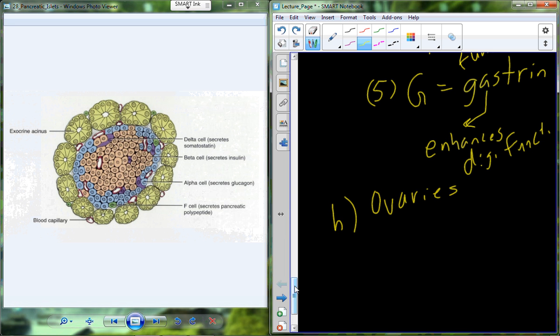Going back to blood glucose level, what is the measure for that? It's milligrams per deciliter. So the measure of blood glucose is going to be milligrams per deciliter.